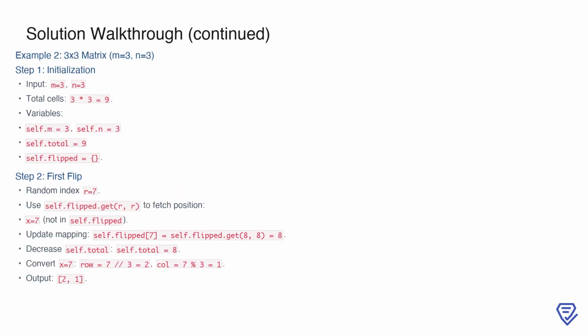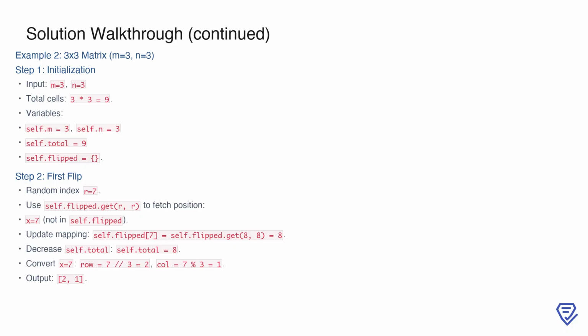Now, let's consider a 3x3 matrix, which has 3 rows and 3 columns, for a total of 9 cells. We initialize the variables similarly. self.m and self.n are set to the dimensions, self.total is initialized to 9, and self.flipped starts as an empty dictionary.